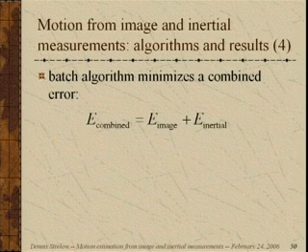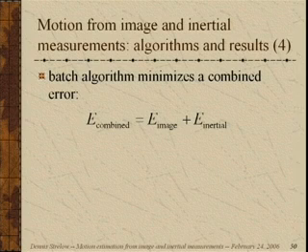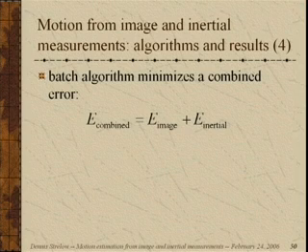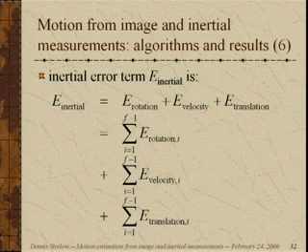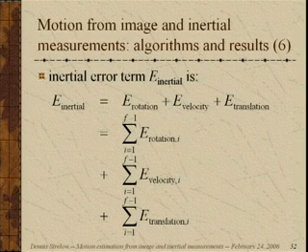Okay, so with that model of the sensors in hand, we can try to do a minimization analogous to bundle adjustment. And this is the error term that I'm looking at. It's an error that combines image and inertial error terms. And the image term is just the bundle adjustment error that we saw before. The inertial error term is a little more complicated, and it's 3 terms: rotation, velocity, and translation.